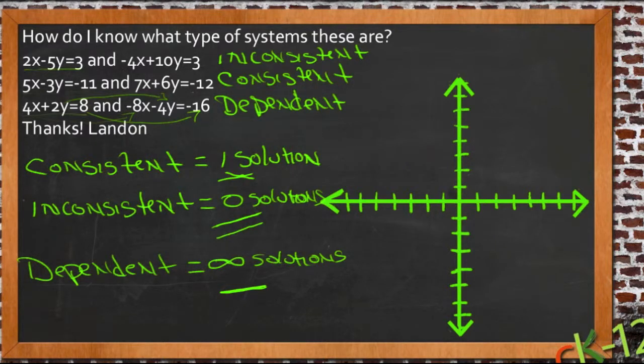And if you were to go through and figure out what x and y is, you'd come up with something like 3 equals 3 or something similar, which would be a true statement. Unlike the inconsistent one, where we came up with a false statement, this would be a true statement. So this would be a dependent system.